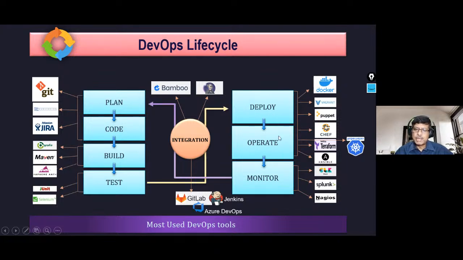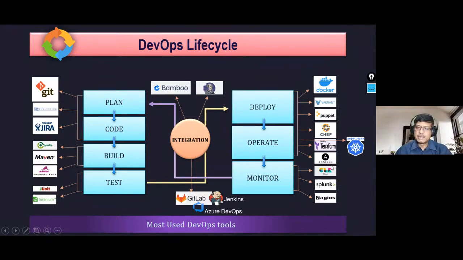Then we come to the combination of deploy and operate. Operations will be taking on whatever delivery you have given, and they will have to make a lot of configuration changes, orchestration changes. So we will have a provisioning tool like Terraform and a configuration management tool like Ansible.